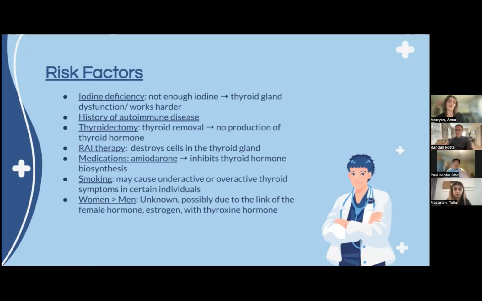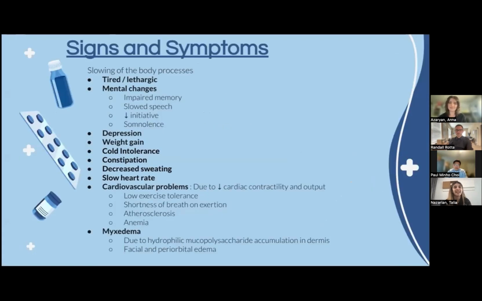Risk factors for hypothyroidism include iodine deficiency. So we don't want to have too little or too much iodine. History of autoimmune disease, thyroidectomy, radioactive iodine therapy, medications such as amiodarone, smoking, and women. Next. Signs and symptoms of hypothyroidism are due to slowing of the body processes.